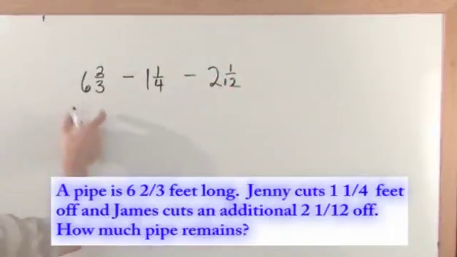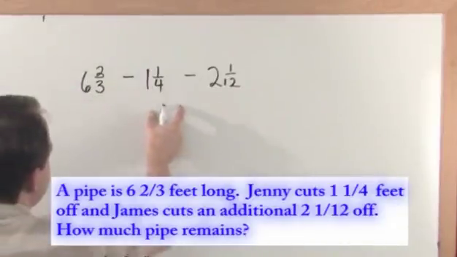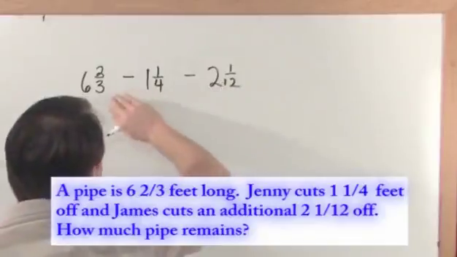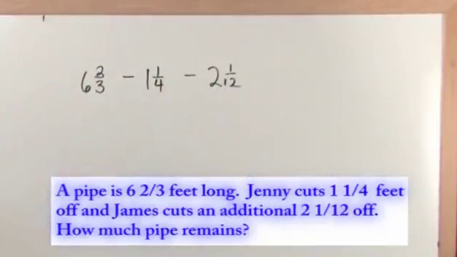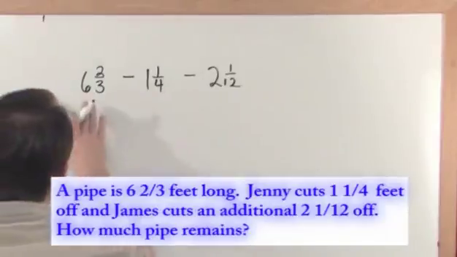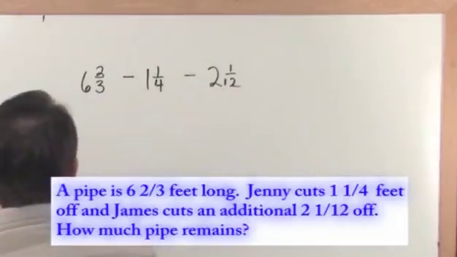So there's no big mystery here. You start with this much pipe, somebody cuts off 1 1/4 feet, and somebody else cuts off 2 1/12. So I'm cutting them off, I'm subtracting them out, I'm throwing them away. How much do I have left? Okay? So this is no different than anything else. We can deal with our whole numbers first, then we can deal with our fractions, okay?